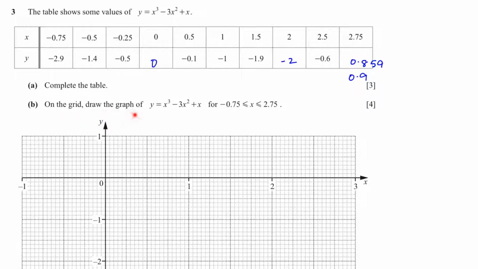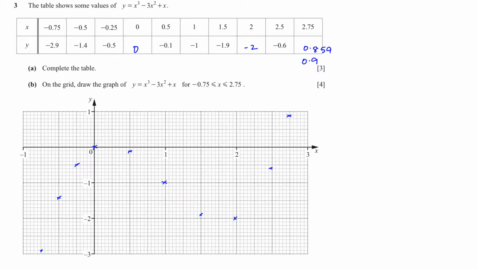Part B. On the grid, draw the graph of y = x³ - 3x² + x. This is how you will plot your points, and then now you have to join them together. And here we have drawn a smooth curve.